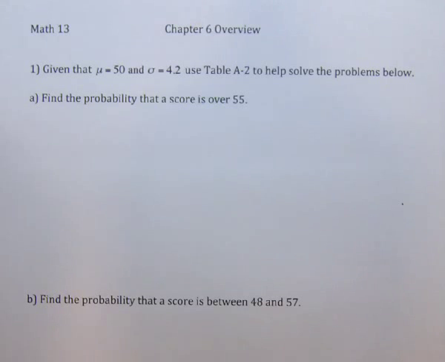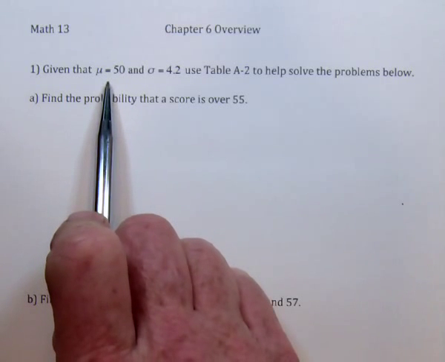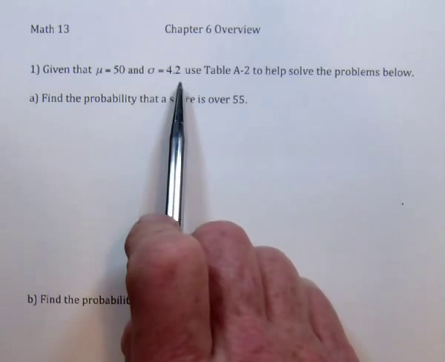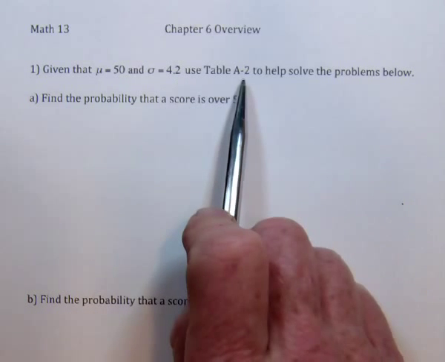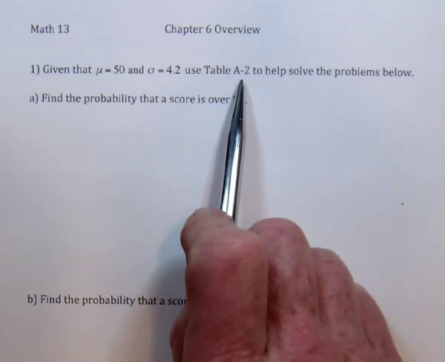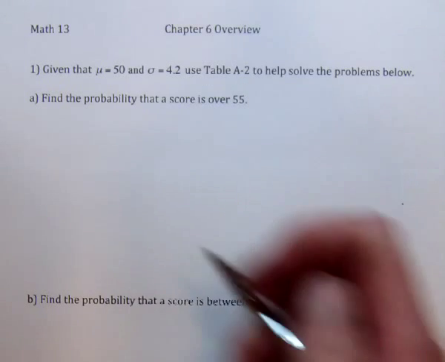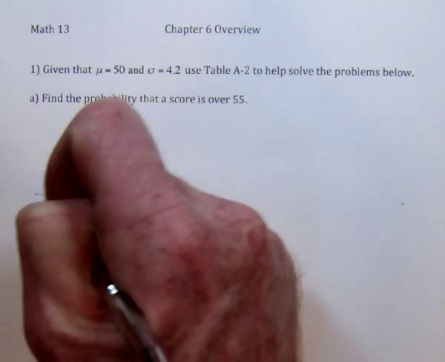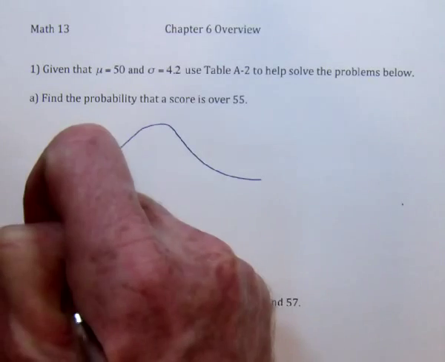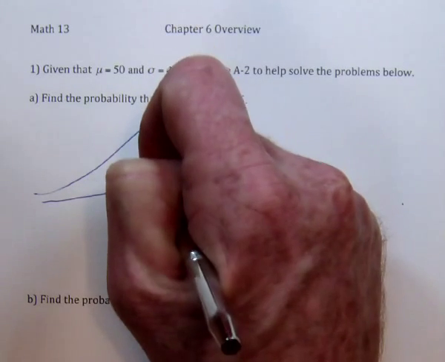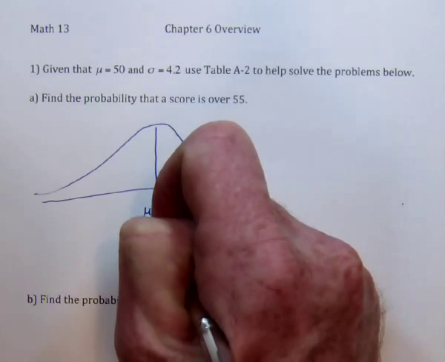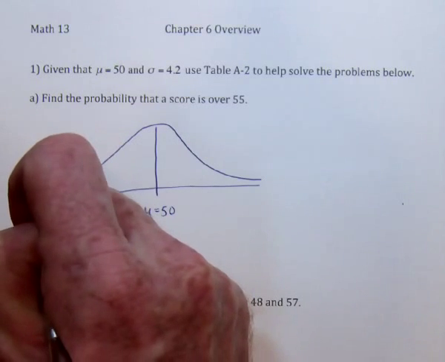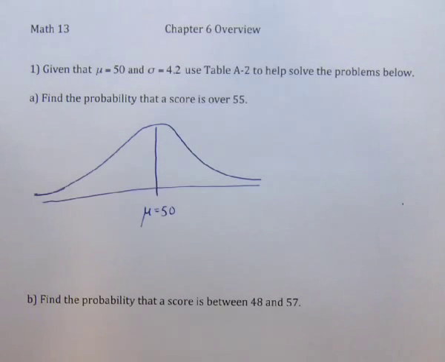So we've got a situation without a story, just that the mean is 50, the standard deviation is 4.2, and we're going to be using the normal distribution z-scores. So if it's a normal distribution, then the graph is going to look like this, with the mean of 50 in the middle. And I would suggest that you draw these graphs so that you can picture what's going on. It also helps for the next chapter to understand some of that.